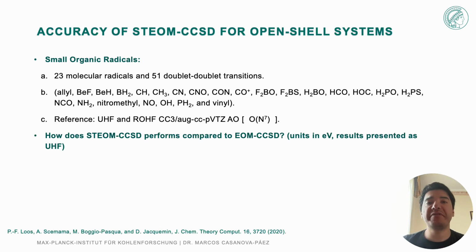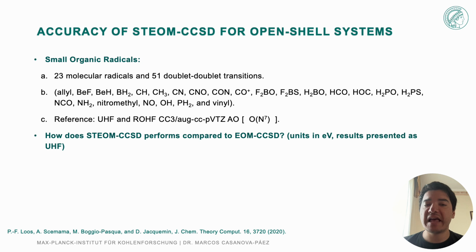Now let me show you about the accuracy of the similarity transform equation of motion. In this case, I have a small organic radicals benchmark set that contains 23 molecular radicals and 51 transitions. The reference for this is called CC3, and this is another coupled cluster method. It's actually known as the approximate coupled cluster CCSDT. And this is an approximation to equation of motion CCSDT. The scaling of this method, however, you can see that scales as N to the power of 7.